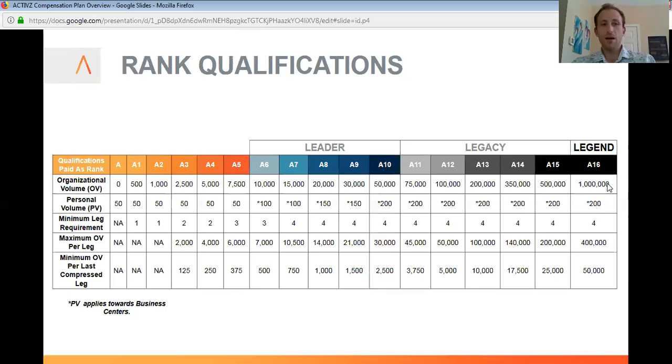And then the maximum organizational volume coming through one leg is 7,000. So what that's kind of meaning is if you bring on somebody, you're helping them grow and they're just rocking and rolling, you've got to have a little bit of a balance. You can't have more than 7,000 of volume coming through that rank to hit that 10,000 in volume. And then the minimum per your last compressed leg is 500.